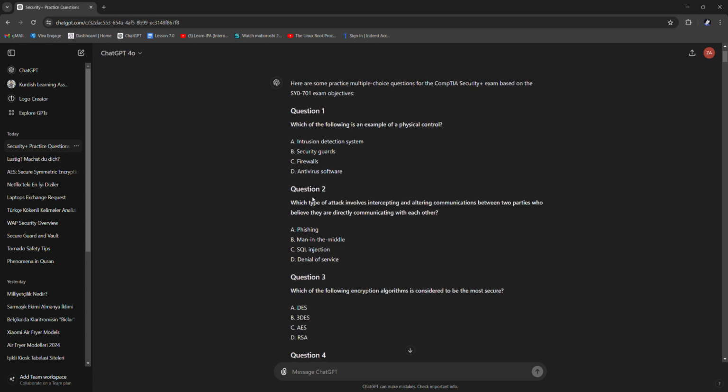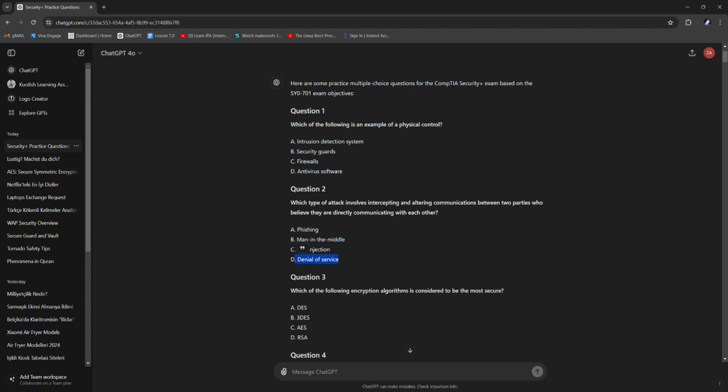Question two: which type of attack involves intercepting and altering communication between two parties who believe they are directly communicating with each other? This is a basic question, man in the middle attack. Phishing is when they send you an email pretending to be someone you know. SQL injection is when they use an SQL query to inject and get into the database or get the password from you. Denial of service is when they shut down your server.